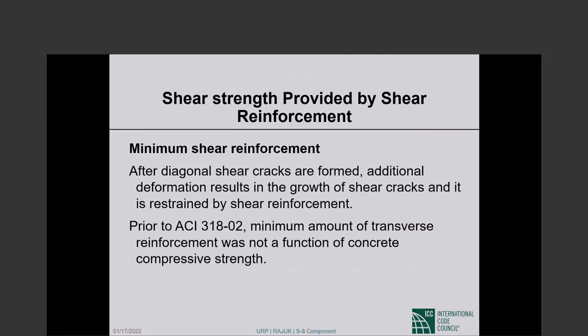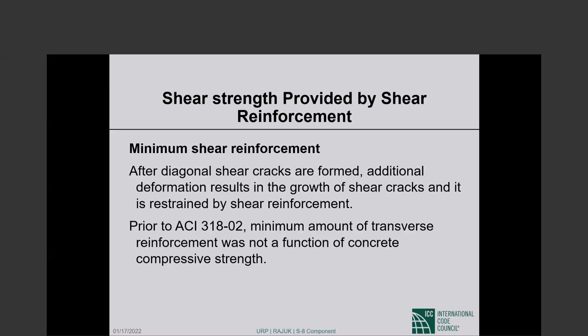Minimum shear reinforcement. So after diagonal shear cracks are formed, additional deformation results in the growth of shear cracks, and it is resisted by shear reinforcement. This is very, very important to get in your heart even. Okay, so this is how it always is. Additional deformation, if you keep on loading your beam, results in the growth of shear cracks, and it is resisted by shear reinforcement.